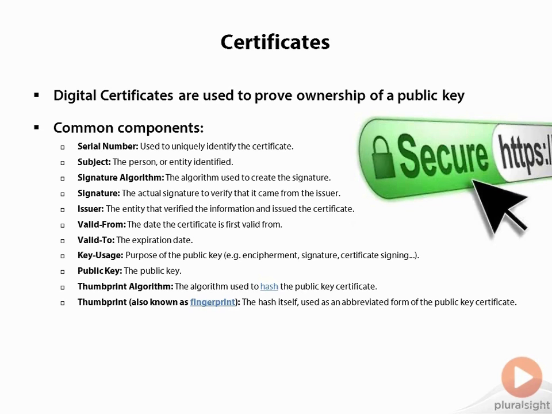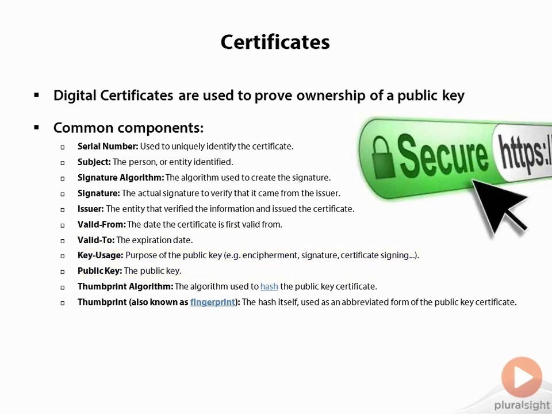Let's say, for instance, Amazon in this example. Amazon gets a digital certificate. It has their public key in that certificate that's used to basically give out to the outside world. And within that, it has valid from and valid to dates, the key usage, the public key itself, and so on and so on.